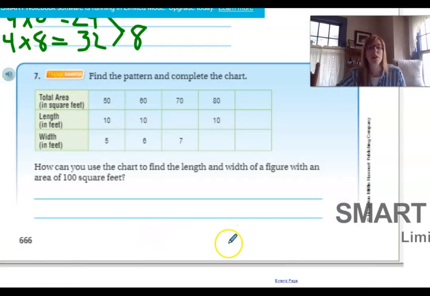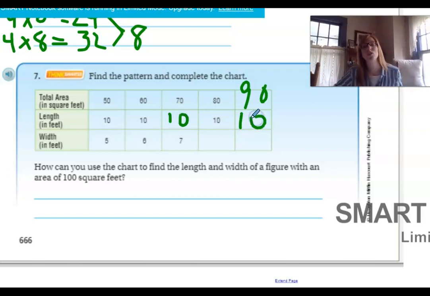Okay, find the pattern and complete the chart. So the total is 50, then it goes to 60, then it goes to 70, then it goes to 80. So there's a pattern. So you should see, okay, well, I'm skip counting by 10. So then I go to the length and it goes 10, 10. Well, then I would go 10, 10, 10 because there's a pattern there in the length. Then we go to the width and it says 5, 6, 7, 8, 9.